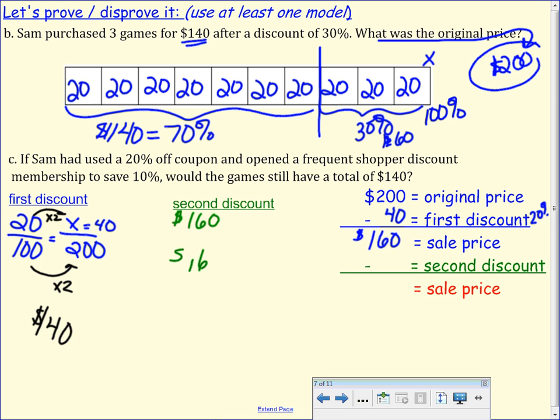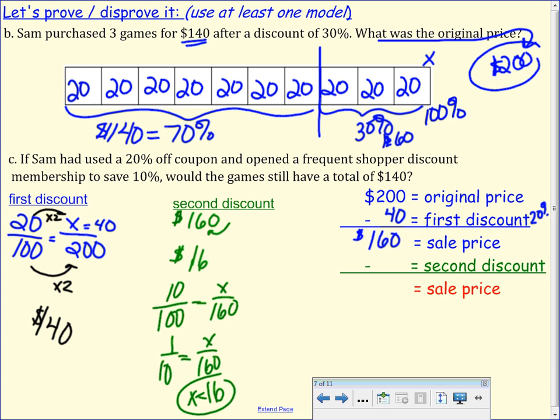If you're not comfortable just moving that decimal over 1, you can still set it up. We can set it up. 10% is 10 over 100. How much am I saving out of $160? 1/10. Okay, so the second one I'm saving $16. You could set it up either way.